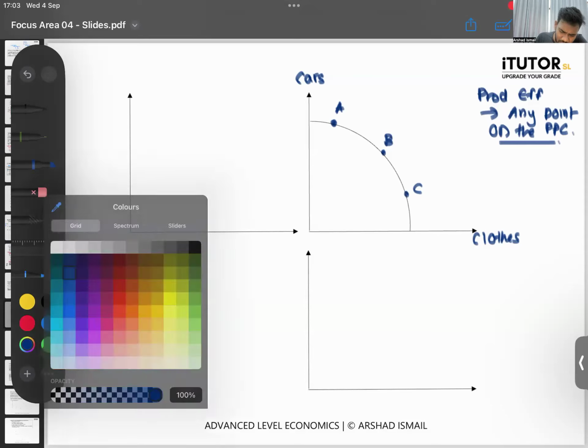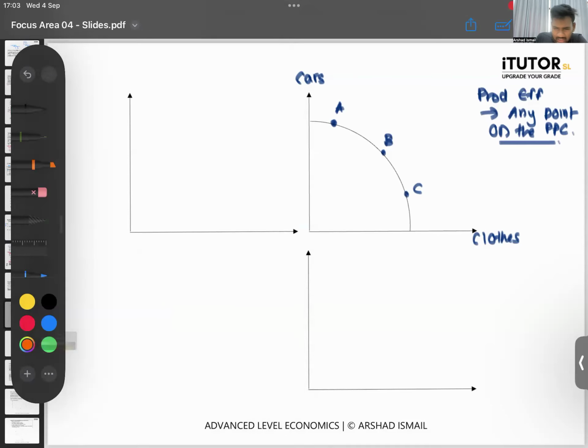Now, in order to achieve economic efficiency, only productive efficiency is not enough. You have to have allocative efficiency. You have to produce what the society wants. So from this A, B, and C, what point does the society want? Does the society want 100 cars and 50 clothes, or 50 cars and 100 clothes? How do you figure out what they want? You have to look at allocative efficiency.